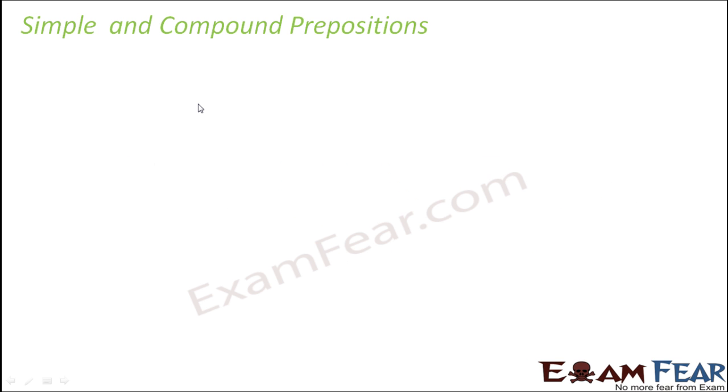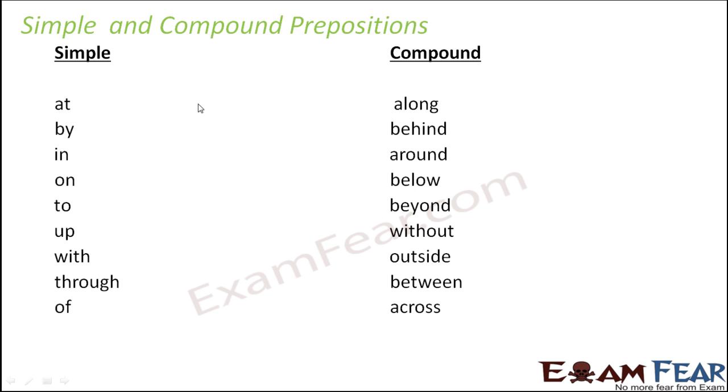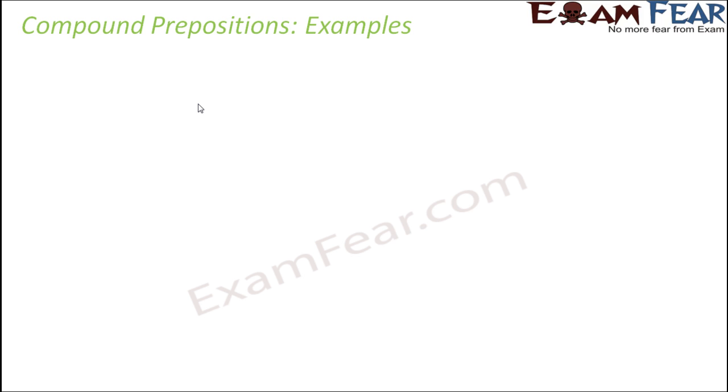Okay, so now let us talk about types of preposition. Broadly, prepositions are of three types. First, we will talk about simple and compound prepositions. Simple means something which is actually very simple. Let's take some examples. Here is a list of simple and compound prepositions.